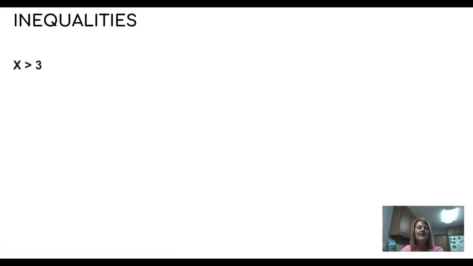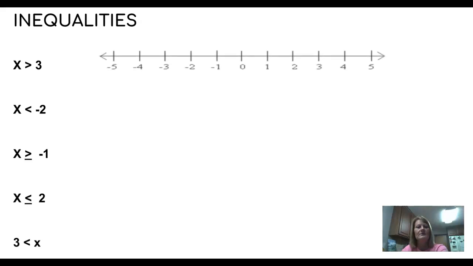Okay, let's talk about graphing of inequalities on the number line. So we have x is greater than 3, x is less than negative 2, x is greater than or equal to negative 1, x is less than or equal to 2. And those are going to be the ones that we're going to graph. So we're going to have a number line, and if you will remember that if you have a greater than, then it is an open circle, and we're talking everything greater than 3, so we're talking about going to the right.